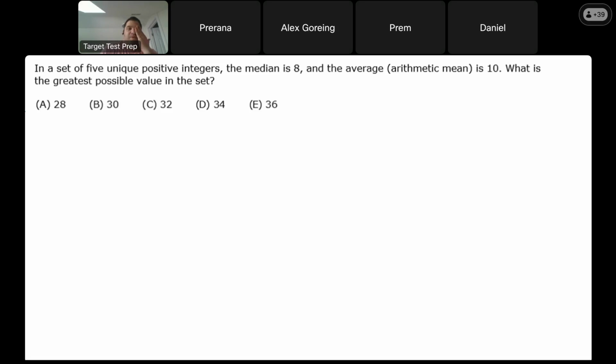Okay, so we've got 5 unique positive integers. The median is 8. So what is the greatest possible value in the set? We know that the average is 10 and there's 5, so we've got a sum of 50. What we do is we stick our median right in the middle of the set, right? So that's 8. And they're unique, so they're all positive. So 1, 2, 8 plus 9 plus the max.